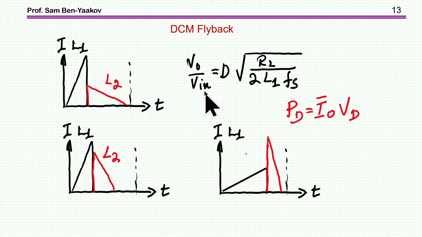This is the voltage transfer ratio for a DCM. We see it's a function of the duty cycle, of the output resistance, the load, inductance, and switching frequency in all cases. And this is, of course, due to the fact that the loss of a diode is due to the average current through it. The loss of the diode will be the average output current times the average voltage of the diode. But what about the loss of the switch in this case?